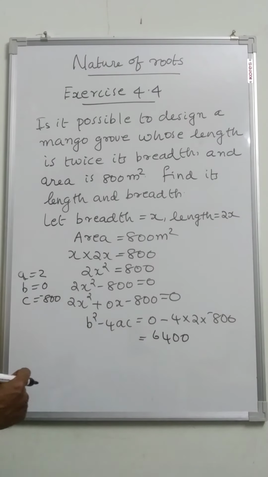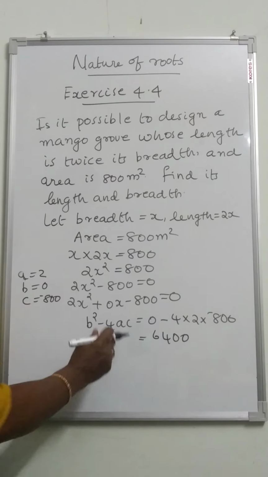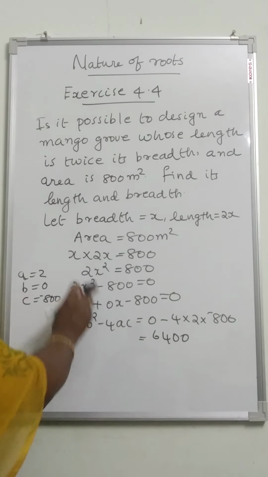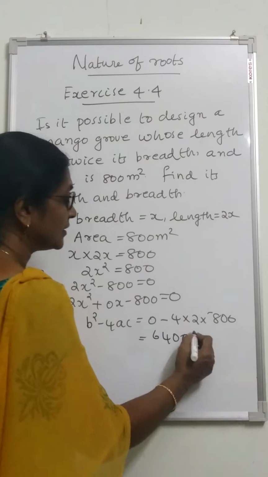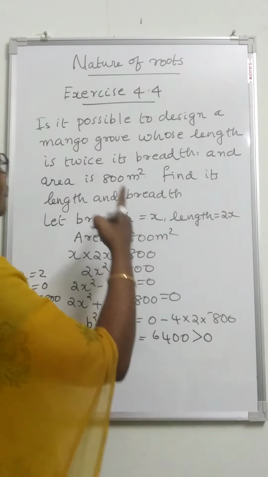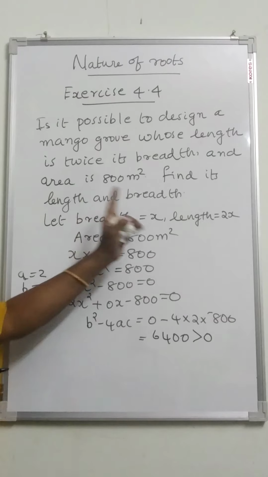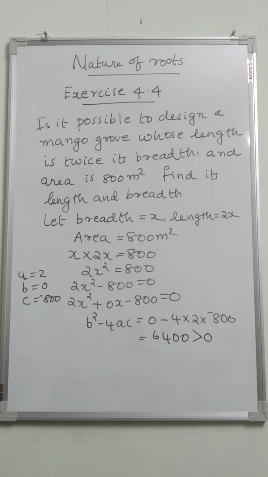That is plus 6,400. Okay, clear? b square minus 4ac is 6,400. b square minus 4ac is greater than 0. Therefore, it is possible to design a mango grove. Then, find its length and breadth. Then find the value of x.